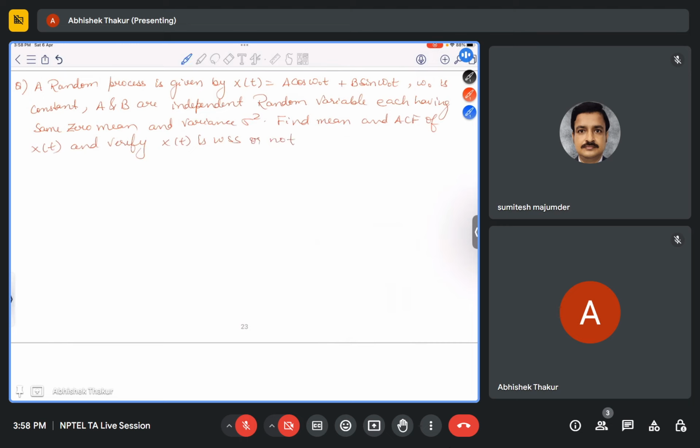So first we have to find the mean. In this question it is given A and B are independent random variables, each having zero mean and variance σ². So the expectation of A is equal to the expectation of B, that is given as zero mean, and E of A² is equal to E of B², that is equal to σ², that is given as variance.